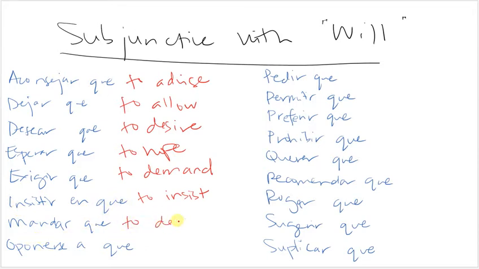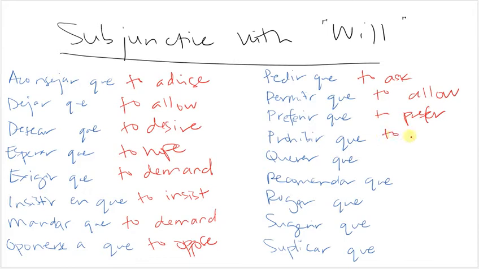Mandar que is also to demand, so it means the same thing as exigir que. Oponerse a que is to oppose someone doing something, or to be opposed to somebody doing something. And again, this is always reflexive and always has an a. You can't say oponer que, it has to be oponerse a que. Pedir que is to ask for somebody to do something. Permitir que is to permit or allow someone to do something. Preferir que is to prefer that somebody does something, and preferir is going to be a stem changer, so yo prefiero, tú prefieres. Prohibir que is to prohibit somebody from doing something or to not allow them to do it.